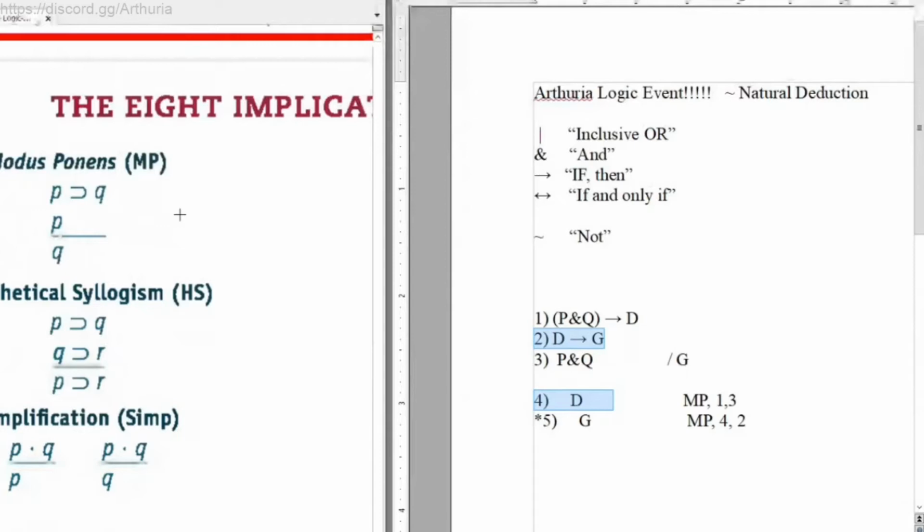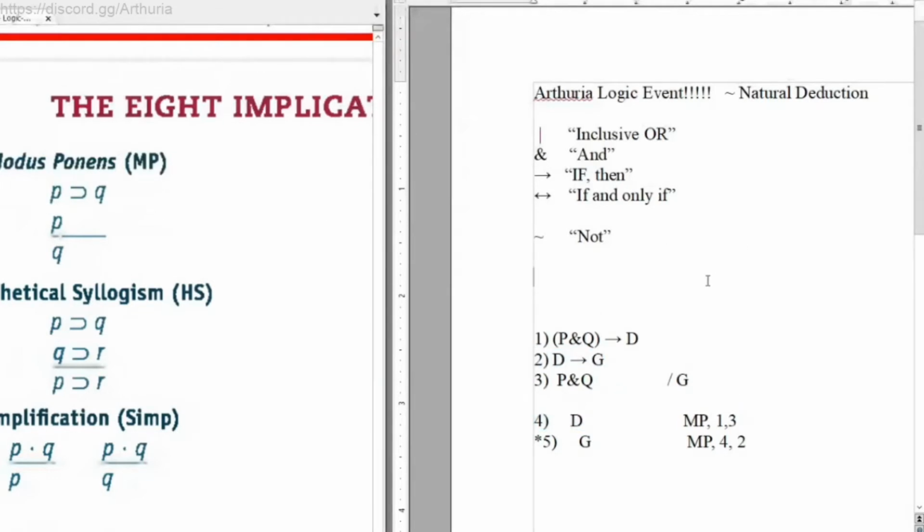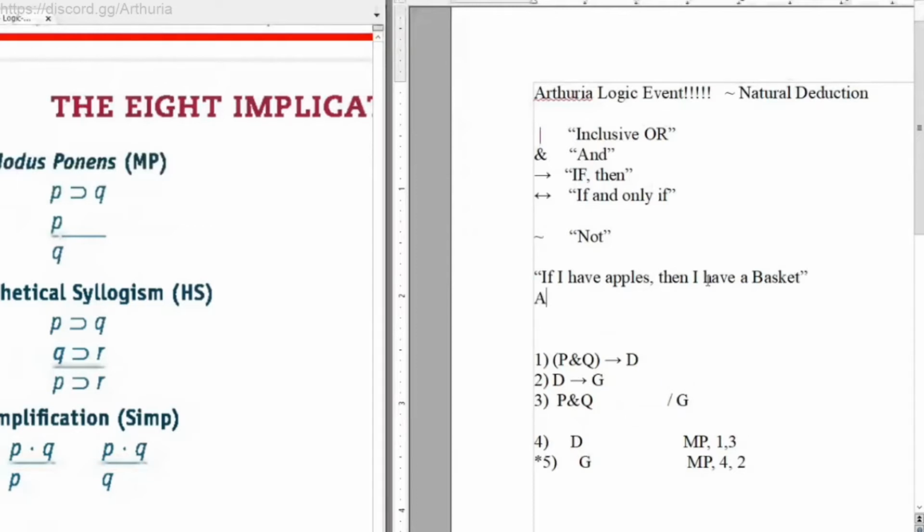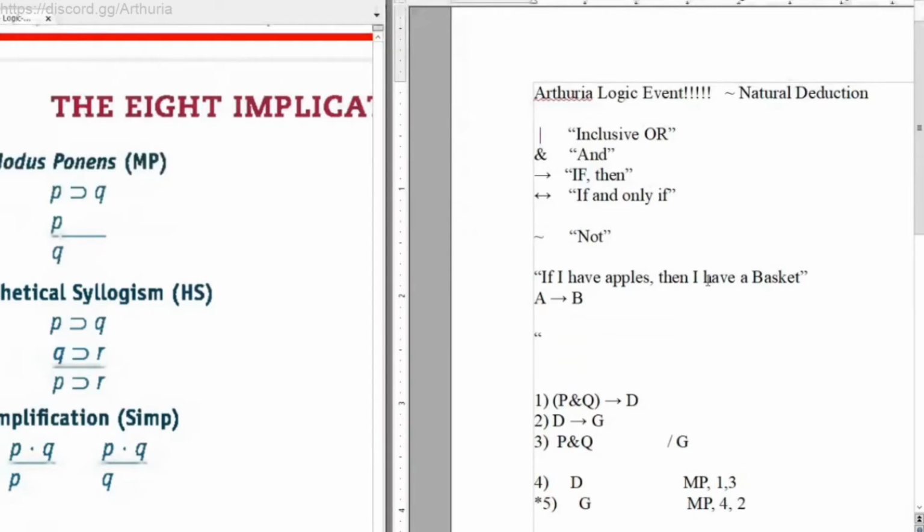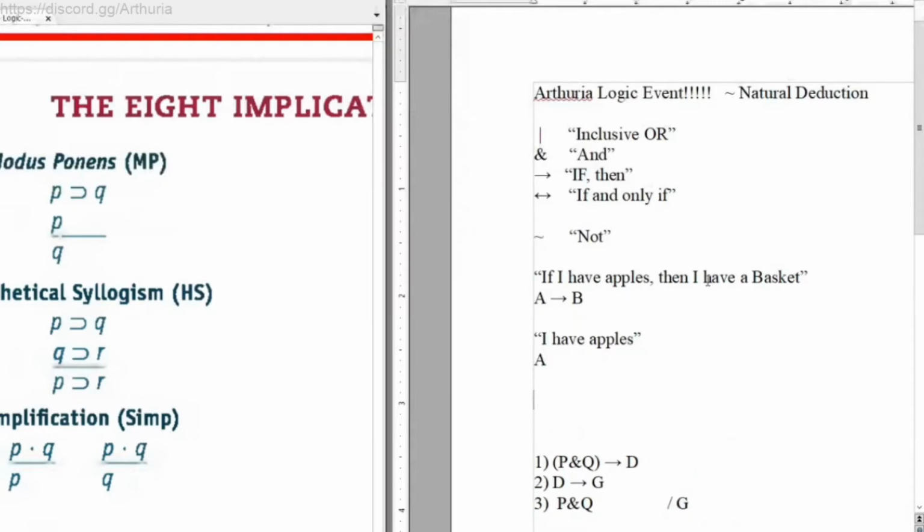What is the point of modus ponens? The point of modus ponens is saying, let's take a simple example: if I have apples, then I have a basket. This is my favorite rule. We translate this as if A, then B. I then tell you I have apples, which is A. And so therefore we can conclude through modus ponens that I have a basket.